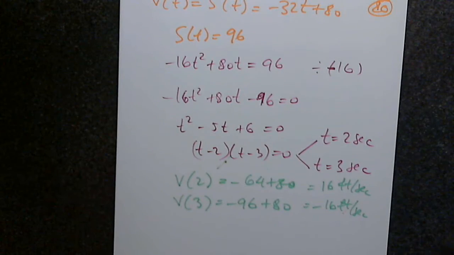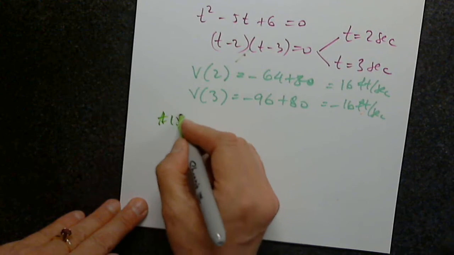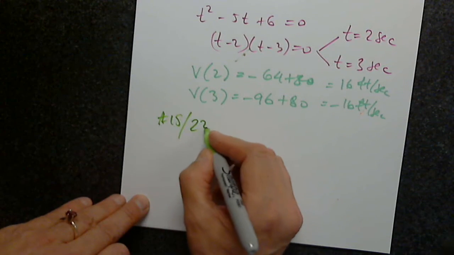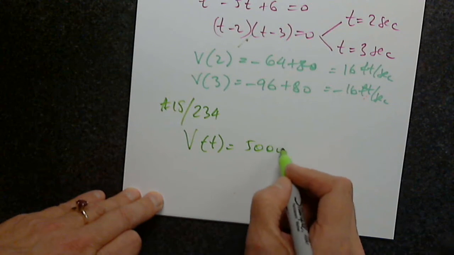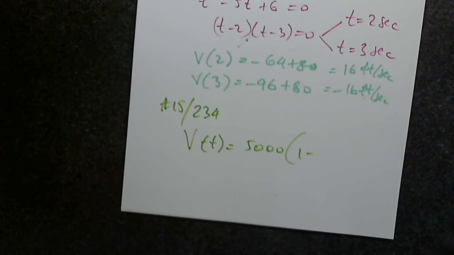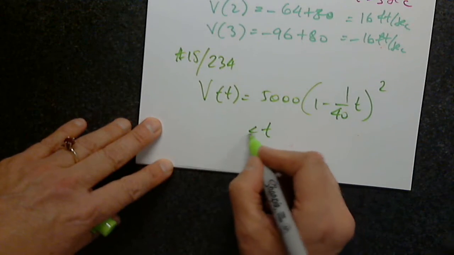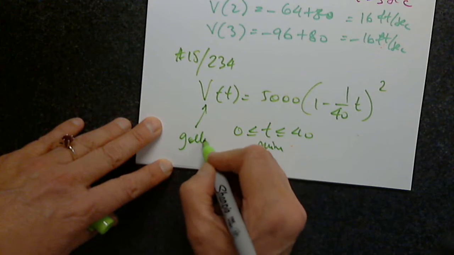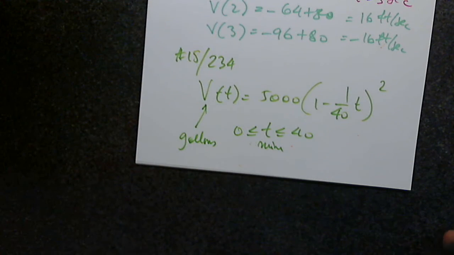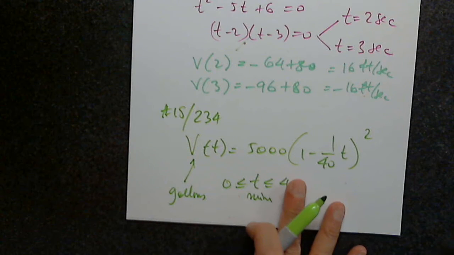Ready? So let's copy the function. This is problem 18 on page 234. And we have V of t is 5,000 times (1 minus 1 over 40 t) squared. t is between 0 and 40, and this is in minutes, and this is in gallons. Of course it is. I'm sorry, thank you. My apologies.